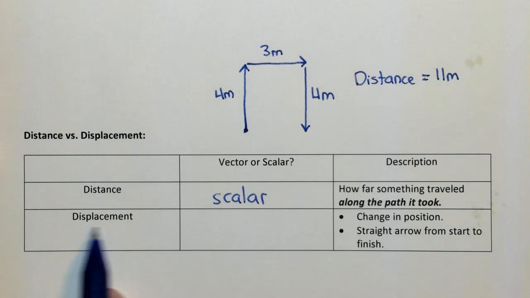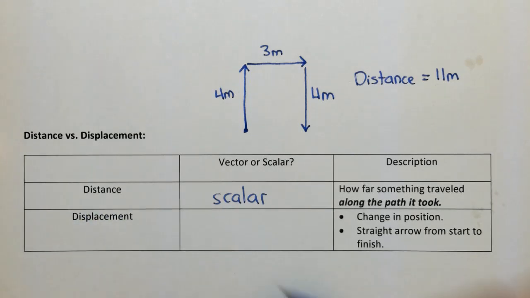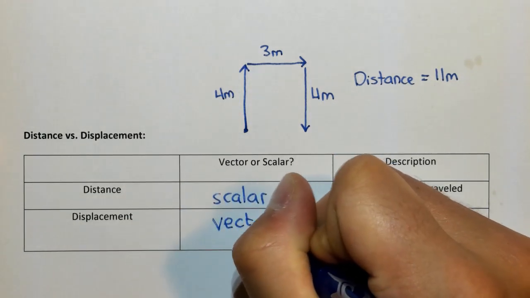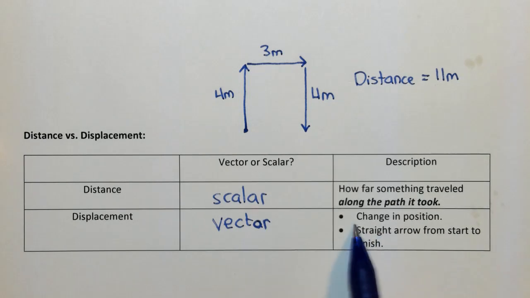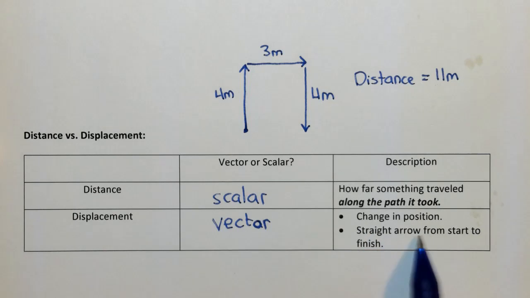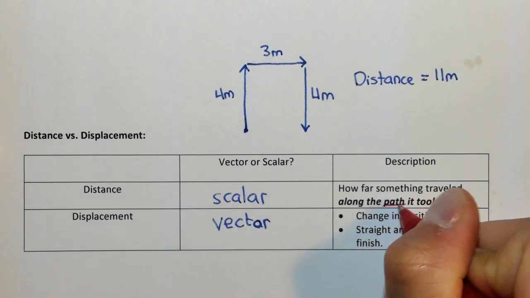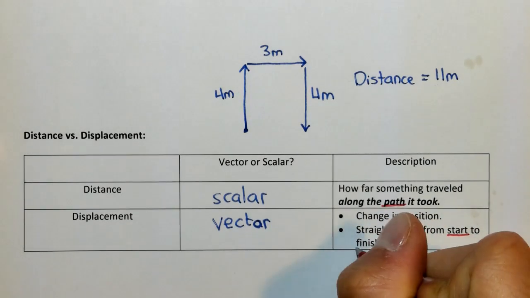But there's a very important quantity in physics called displacement. This is actually used in physics a lot more than distance is, so it's worth talking about. Displacement is different in a couple of ways. One of the ways is that displacement is a vector, so it has magnitude and direction. Displacement is defined as the change in position, and I like to think of it as a straight arrow from start to finish. So here's a big difference. Distance depended on the path. Displacement does not depend on the path. It depends on the start and the finish.